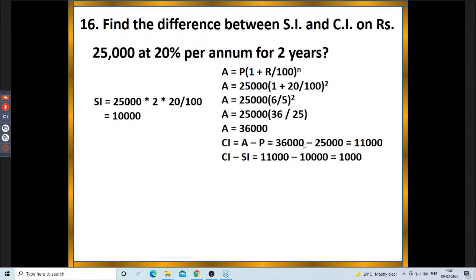But we don't want compound interest separately and simple interest separately. We need the difference now. So compound interest is 11,000 and simple interest is 10,000. The difference is 1,000. The difference is how much? 1,000. Okay.